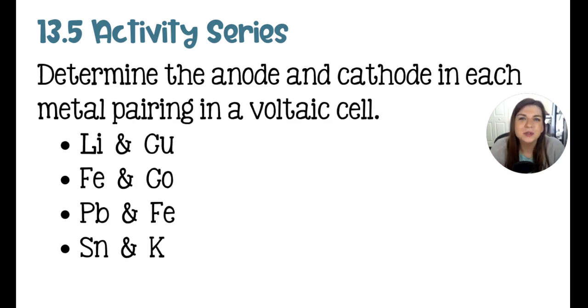A bit more practice with the activity series. For each pairing, determine which would be the anode and which would be the cathode in the voltaic cell. Lithium and copper, we already did. Lithium is definitely higher in the activity series, so that would make that the anode. In iron and copper, iron is higher up, making iron the anode. Between lead and iron, iron is higher than lead, so iron will be the anode. And finally, in tin and potassium pairings, potassium will be the anode because it's a group 1 metal. It's definitely more active than tin.